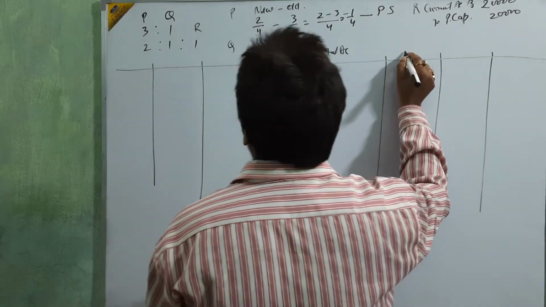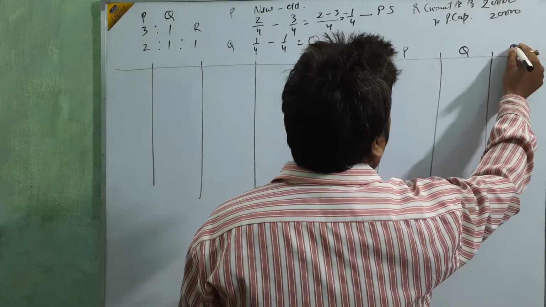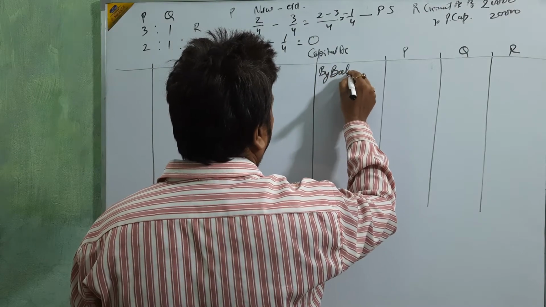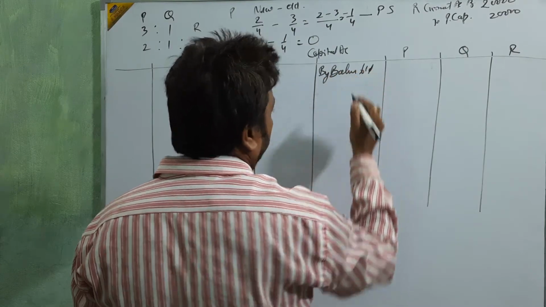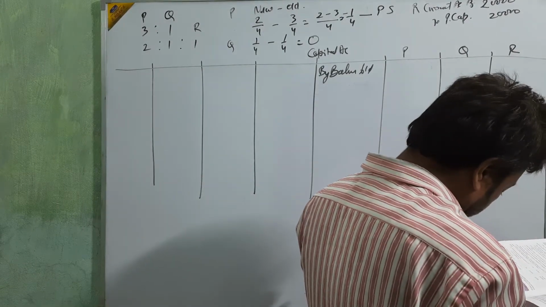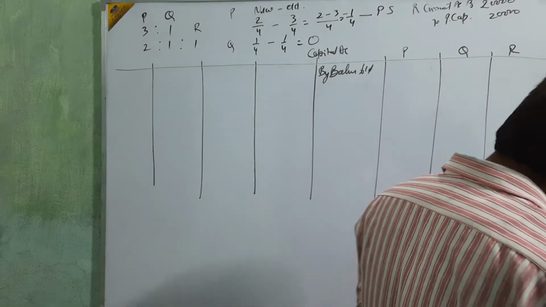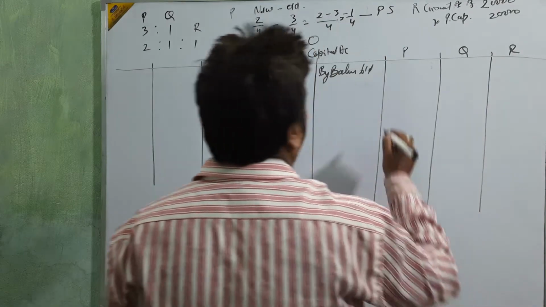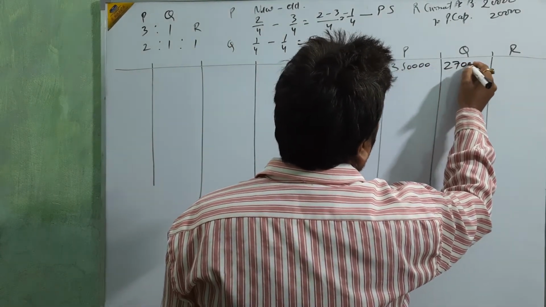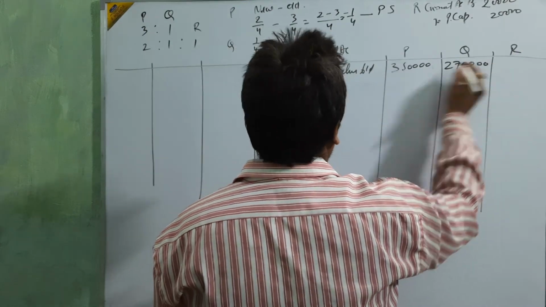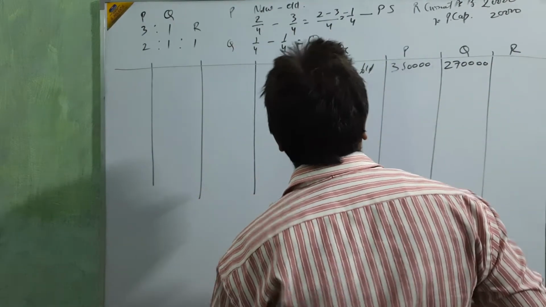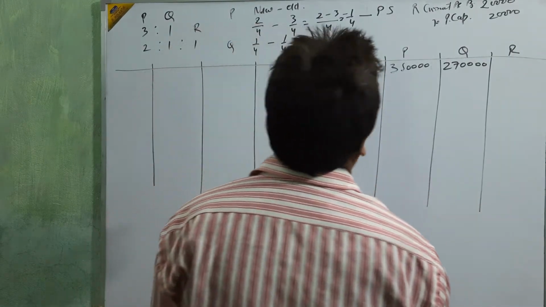Capital accounts of P, Q and R: start with the balance b/d, and the capital amounts are 3,50,000 and 2,70,000. Then the cash balance is not given, that we are going to calculate.